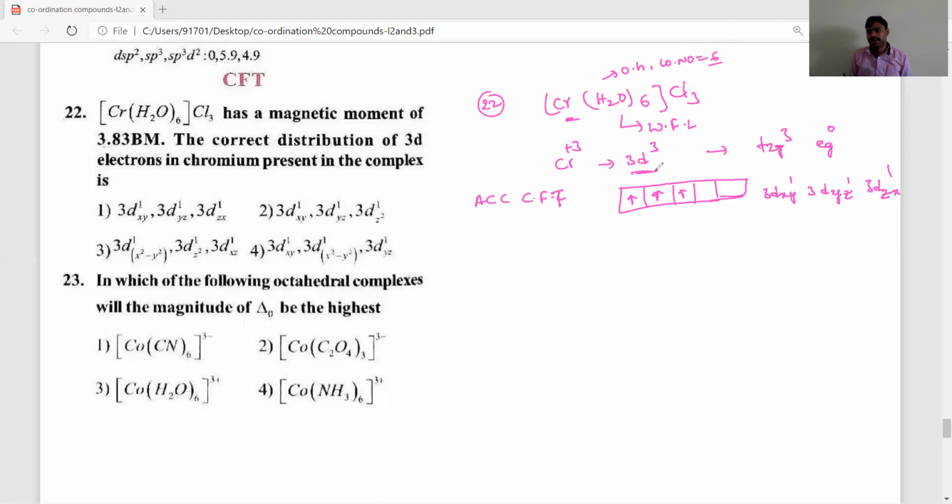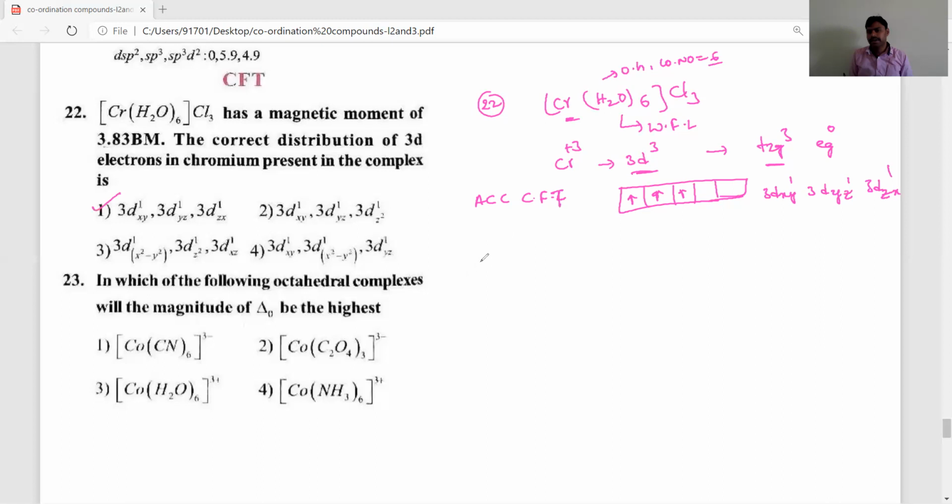How will they be split, dear student? The d electrons in an octahedral complex are split as t2g and eg. The 3 electrons are present in the t2g orbitals only. What are the t2g orbitals? dxy, dyz and dzx. So the correct electronic configuration is dxy1, dyz1, dzx1. So the first option is correct.